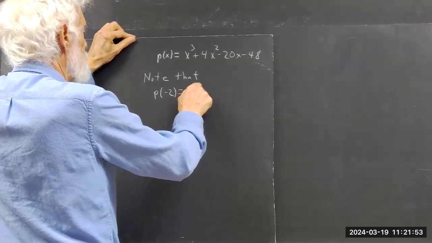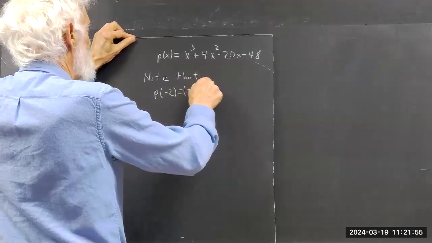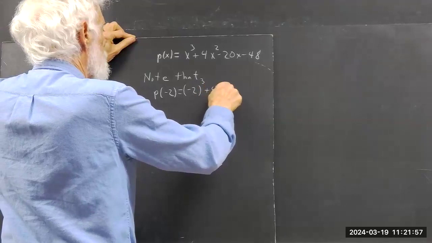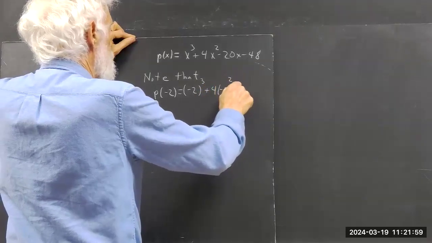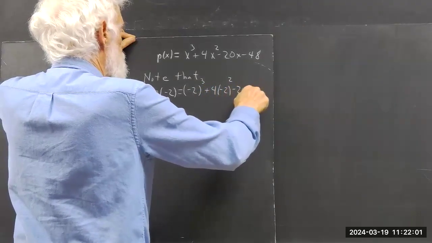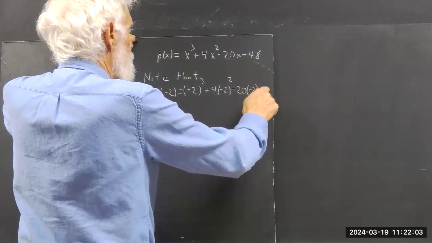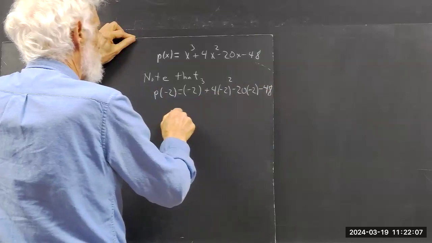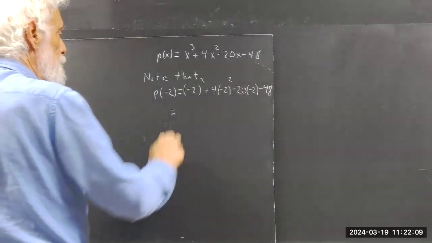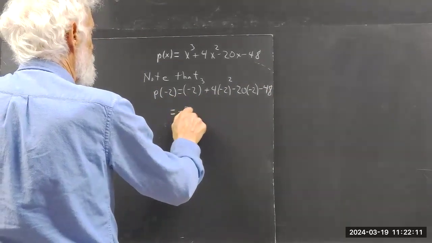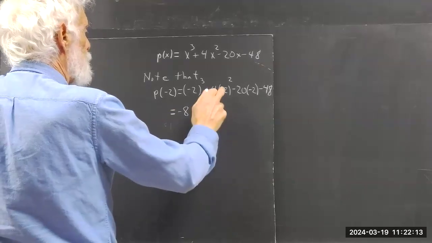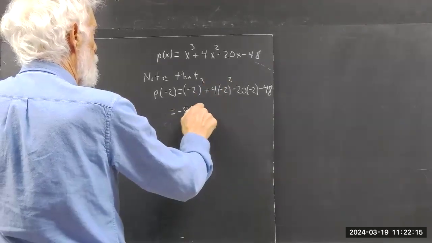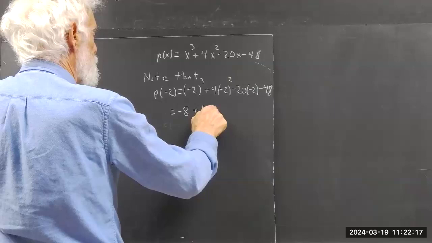That's -2 cubed plus 4 times -2 squared minus 20 times -2 minus 48. What's that equal? Well, if you cube -2, you get -8. If you square -2, you get 4, and 4 times 4 is 16.